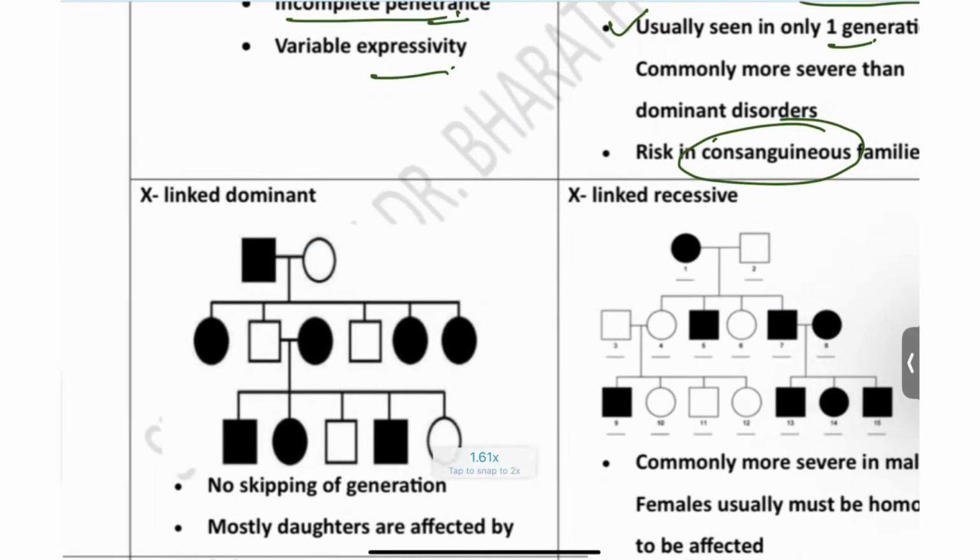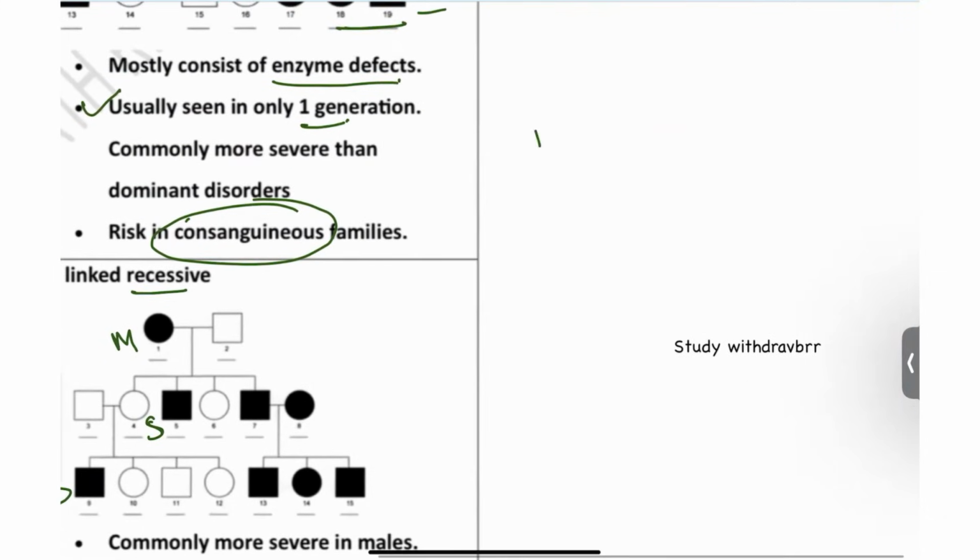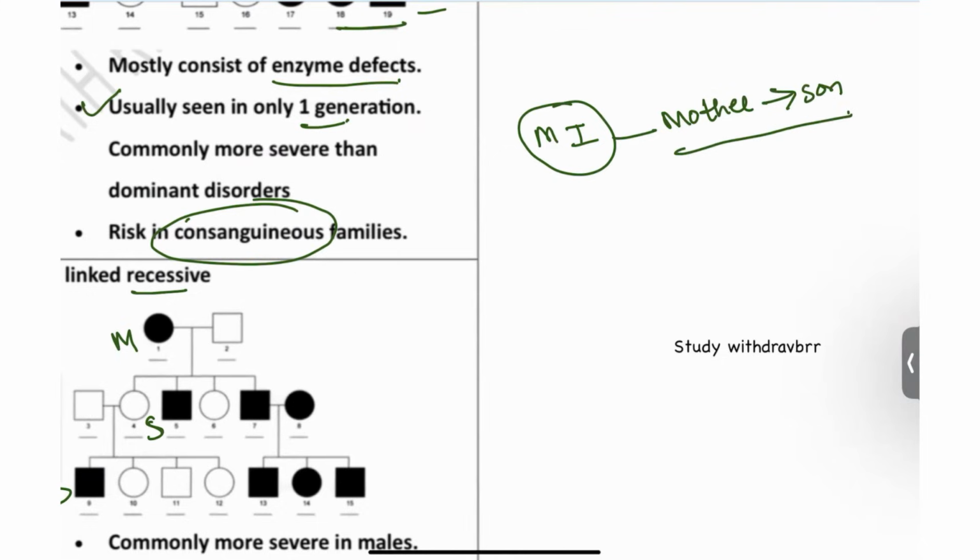X-linked dominant, this is transmitted from fathers to daughters. X-linked recessive from mothers to sons. Okay, to sons. This is what is seen in X-linked recessive. Next, the other one, mitochondrial inheritance. What is this mitochondrial inheritance? Only from mother to son. Only from mother to son. This is seen in mitochondrial inheritance.